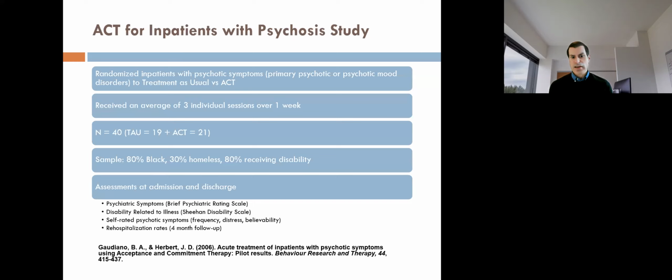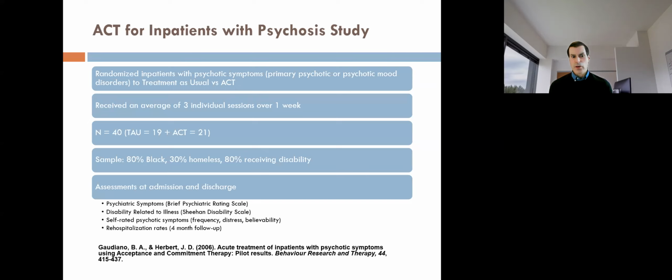So the first study I did to test out that model was conducted in Philadelphia, Pennsylvania, in an urban city hospital, and patients with various psychotic symptoms and various diagnoses were randomized to either treatment as usual during the hospital or treatment as usual that included individual ACT sessions. On average, we delivered about 3 individual sessions over 1 week. So it was a very brief treatment, not a lot of treatment at all.